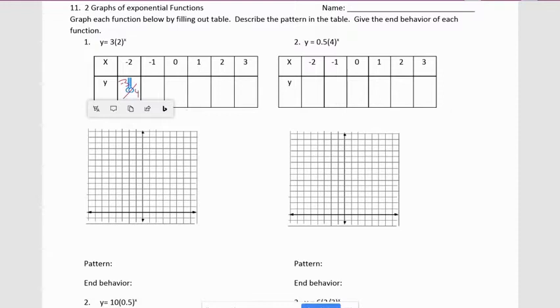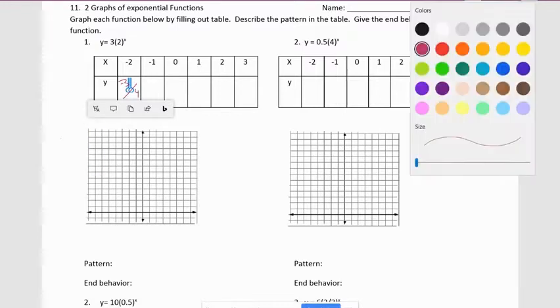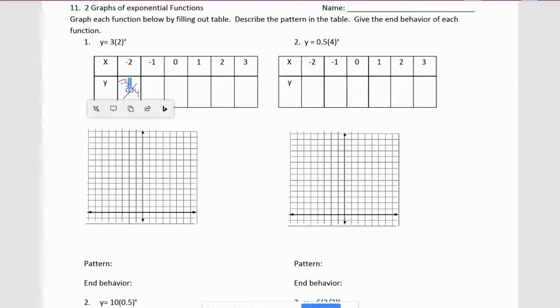3/4. Okay, that's not supposed to be negative. So next one, I'm going to do -1. So 2 to the -1 is 1/2. So when I fill this in, I should get 3/2.